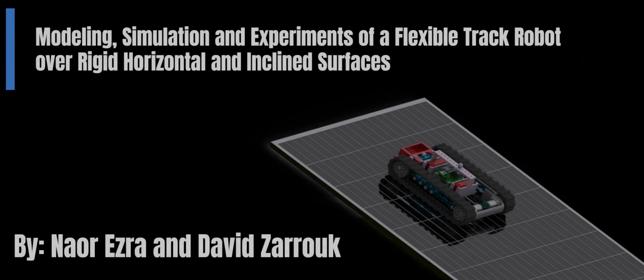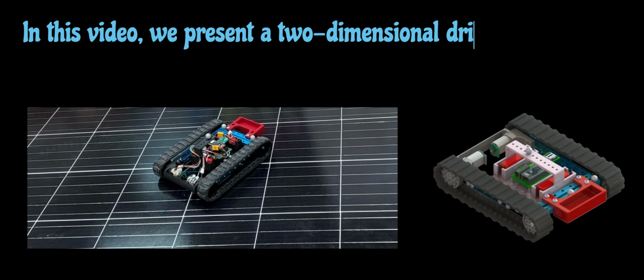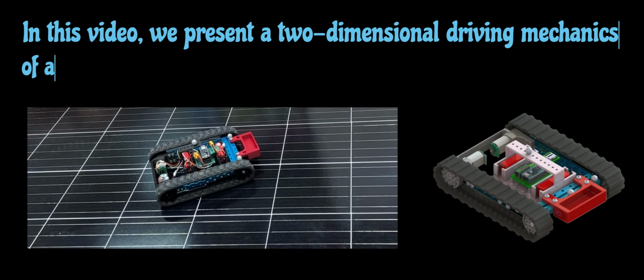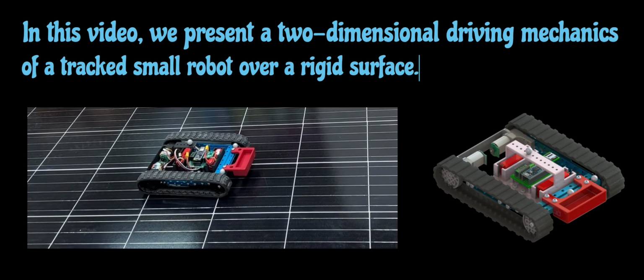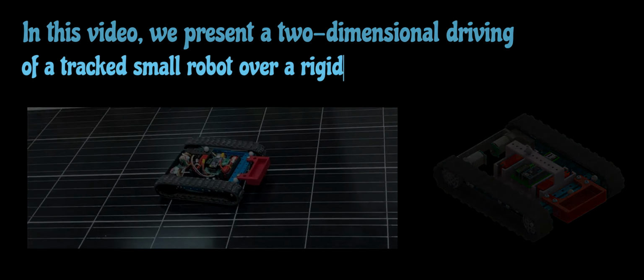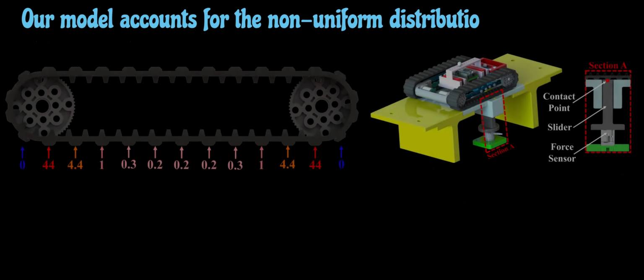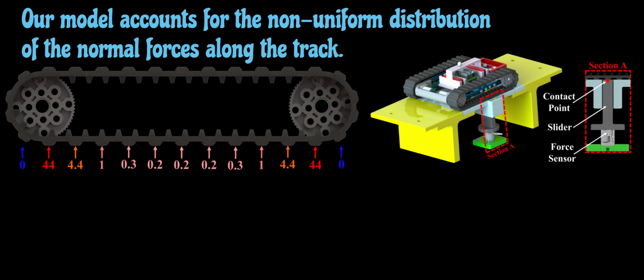Modeling, simulation, and experiments of a flexible track robot over rigid horizontal and inclined surfaces. In this video, we present a two-dimensional driving mechanics of a tracked small robot over a rigid surface. Our model accounts for the non-uniform distribution of the normal forces along the track.